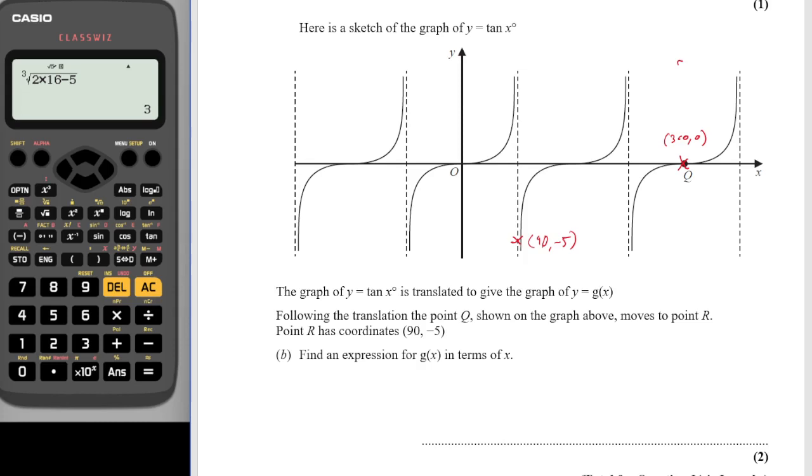So g of x is going to be equal to, translate it 90 degrees to the left, I'm going to have the tan of (x plus 270). And to translate it 5 down, that's just going to be a minus 5 outside the bracket. So that's going to be my translation.